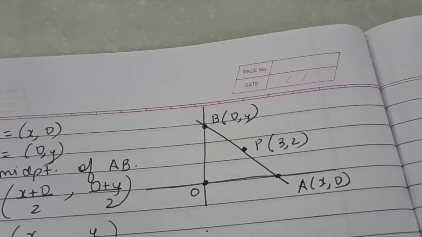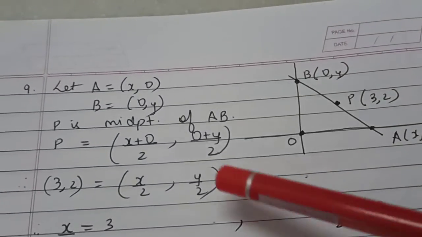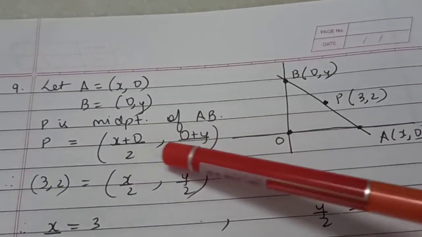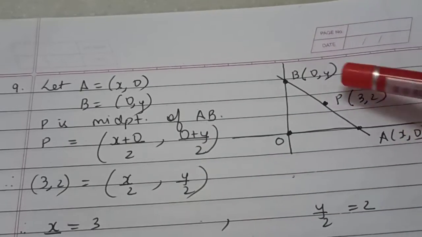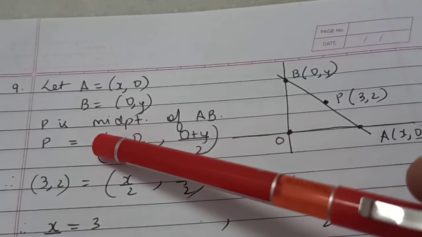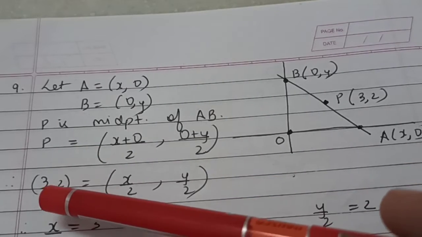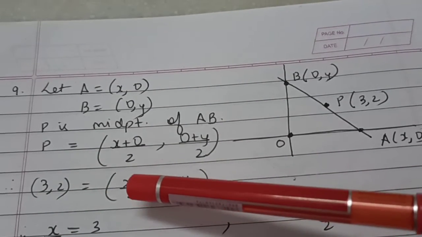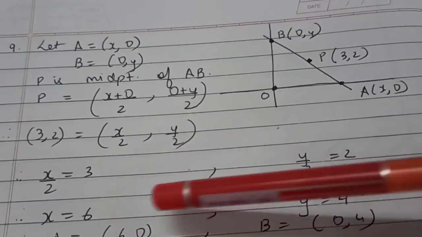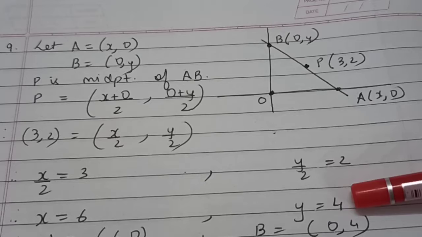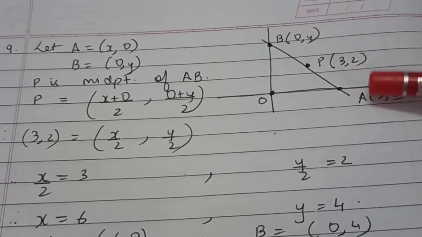So we can use a midpoint formula to find P. This is the midpoint formula using points A and B. These should be the coordinates of P. But the coordinates of P are already given. So by comparing, I can get the value of x as 6 and of y as 4. So this way I got the values of A and B's coordinates.